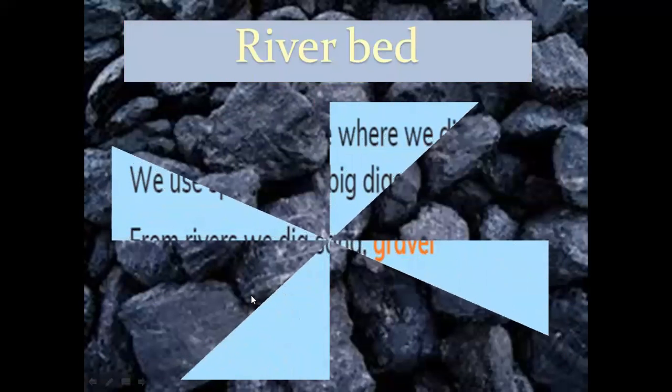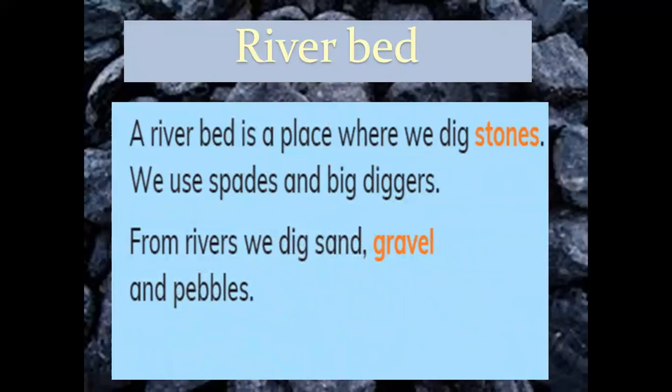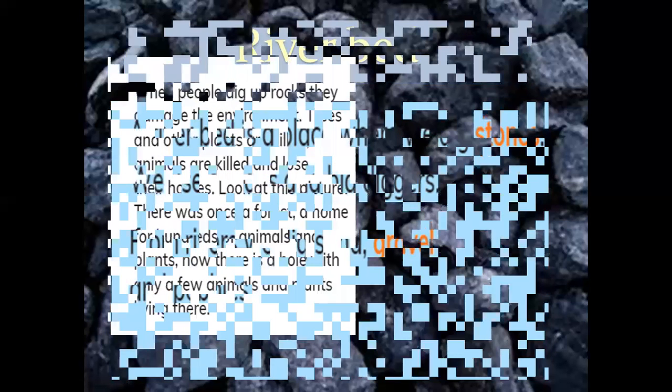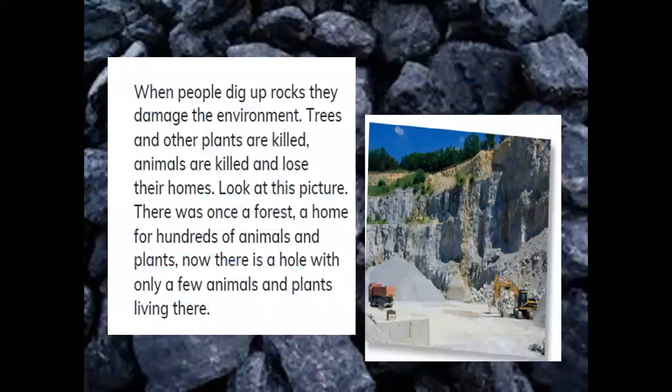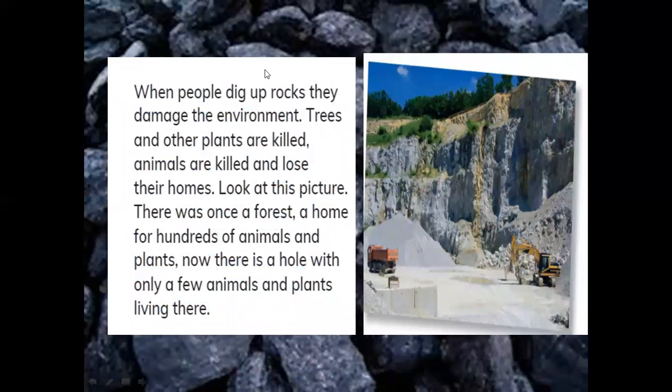Then there is a third place that is called riverbed. A riverbed is a place where we dig stones. We use spades and big diggers. From rivers, we dig sand, gravels, and pebbles. These types of rocks we found from riverbed. Okay, all are from earth's surface, but there are different places, and from different places we dig different rocks.